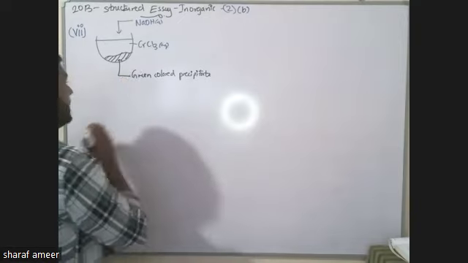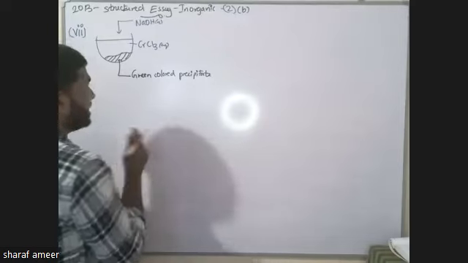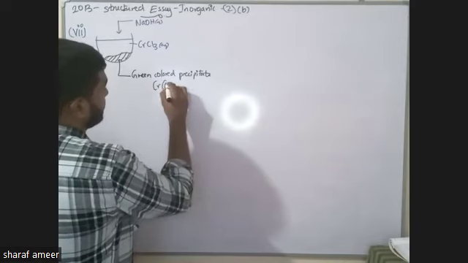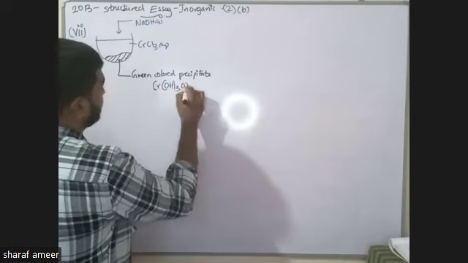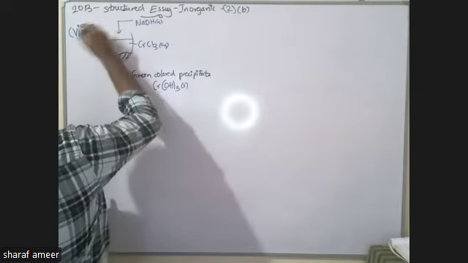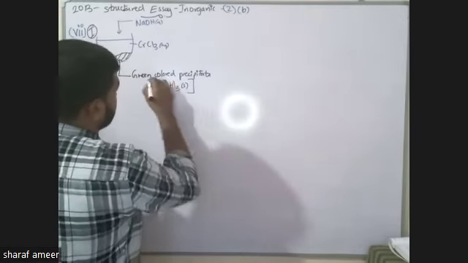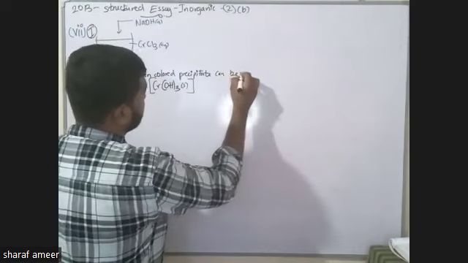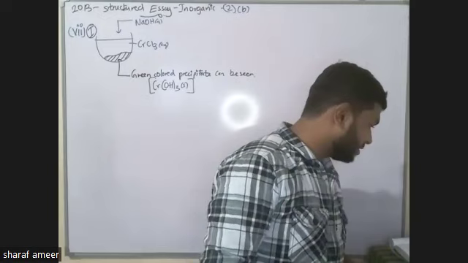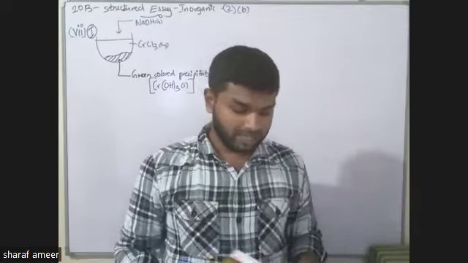For extra, if they ask what is the chemical formula of the green color precipitate, it is here. No, it's thrice, sorry. So this is the observation: green color precipitate can be seen. That is the answer for the 7th first one, right? Now see the second one.